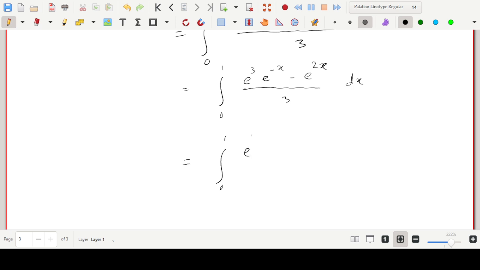e cubed over 3 is a constant, so the integration of this is e cubed over 3 multiplied by e to the power negative x divided by negative 1, minus the integration of this, which is e to the power 2x divided by 2, and this 3 remains, so 6. Sorry, I shouldn't write the integral sign here.